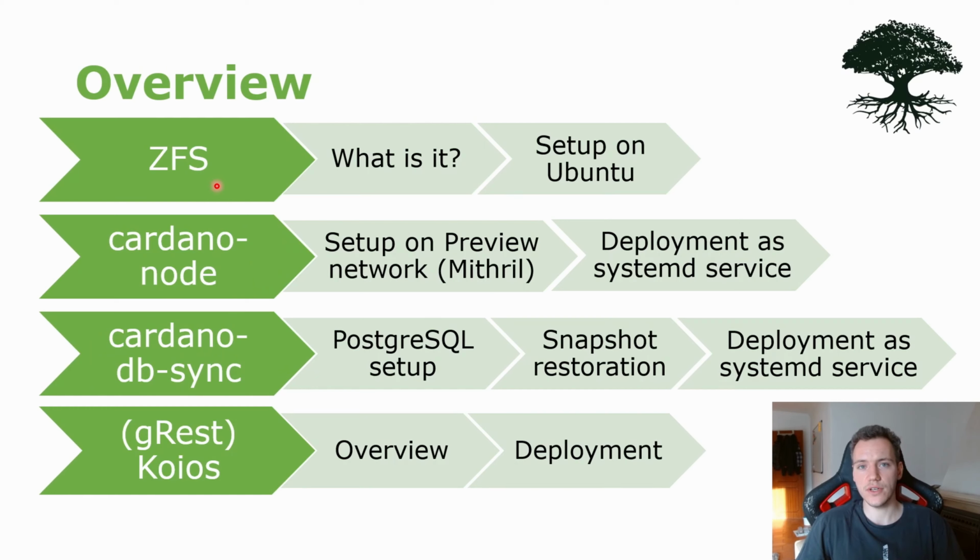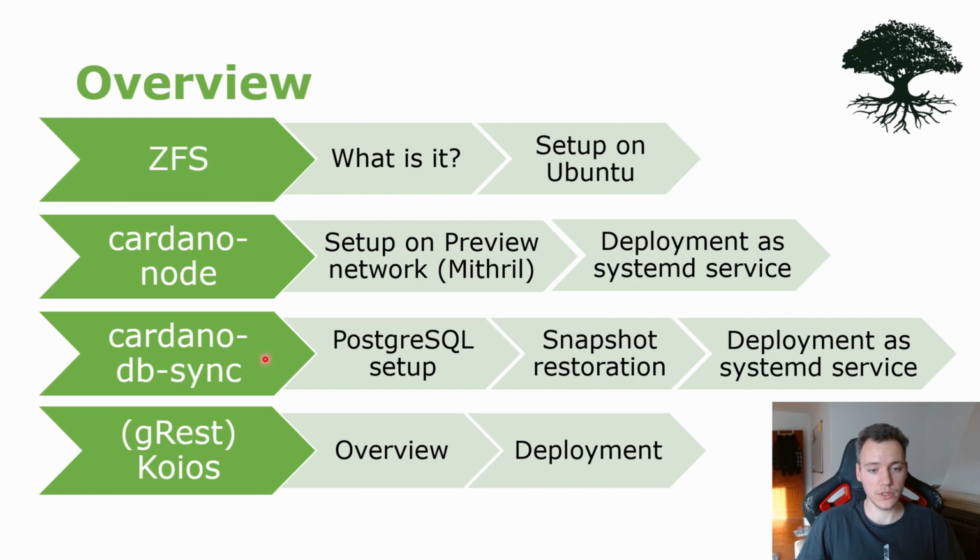First in the list is ZFS. We're going to cover what it is and how to set it up on Ubuntu. I'll be using Ubuntu as my operating system for this video. Next up is Cardano-node, the component for syncing the Cardano blockchain. We will cover the setup on the preview network, which is one of the testnet networks, and we'll also use Mithril to get the snapshot to make the syncing very fast. We will deploy it as a systemd service, and basically all the deployments that we do in the video will follow the guild operators documentation and the recommended way of deploying things.